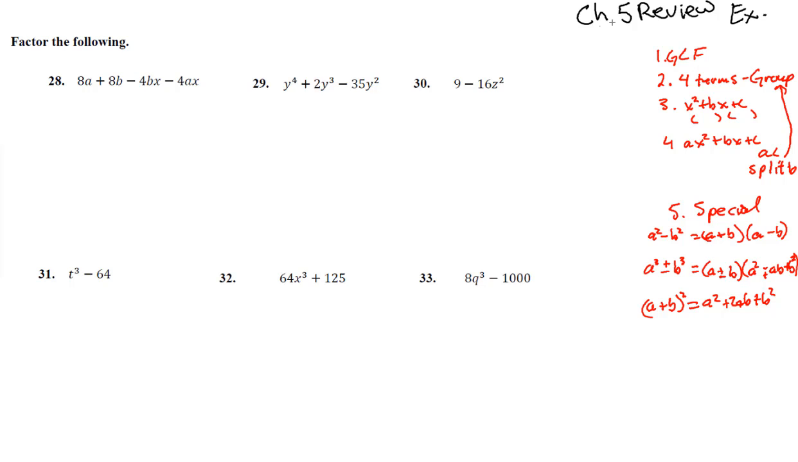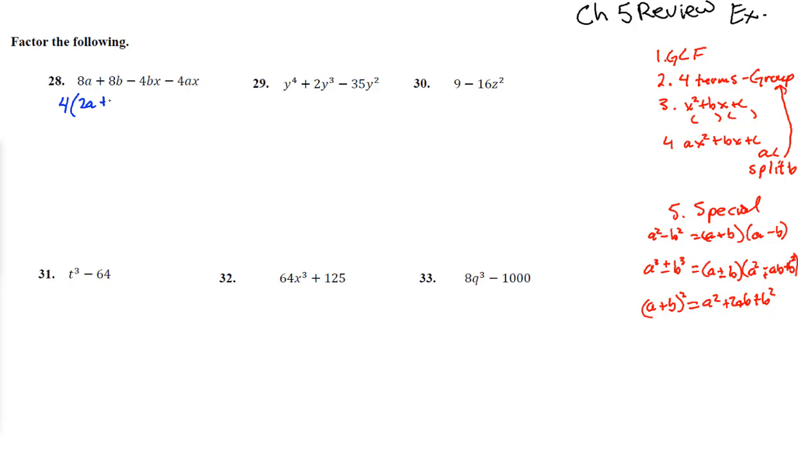Here we are in the chapter review exercises for chapter 5. Factor the following numbers 28 through 33. So we're factoring. Here are the methods we've had. So 28, do we have any common thing? We do. We have a 4 that we can take out of everything.